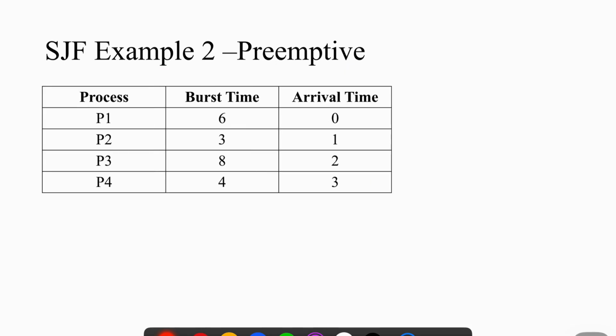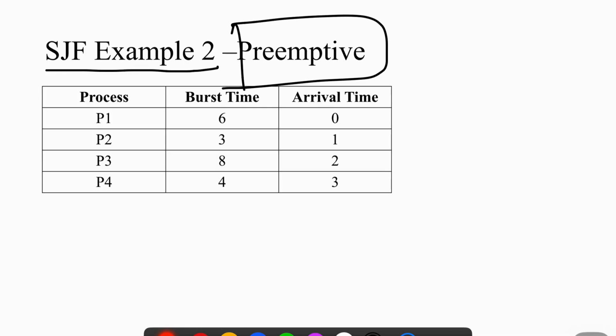Now this is the second example that we are considering, in which we are again discussing about SJF only, but this is a preemptive type of algorithm. So that is the reason we also term it as SRTF algorithm. What do you mean by SRTF? SRTF is shortest job remaining time first algorithm.